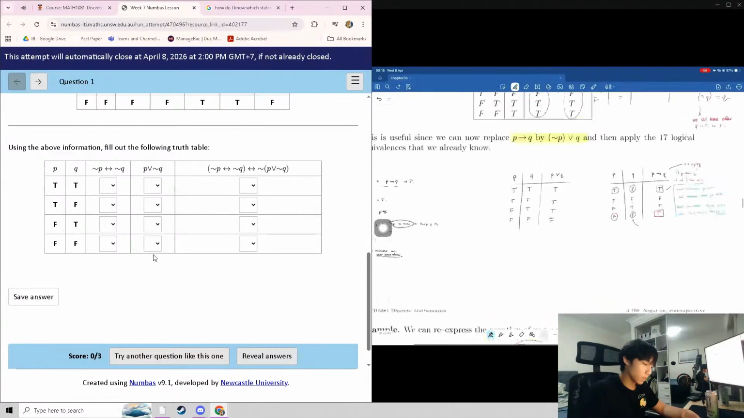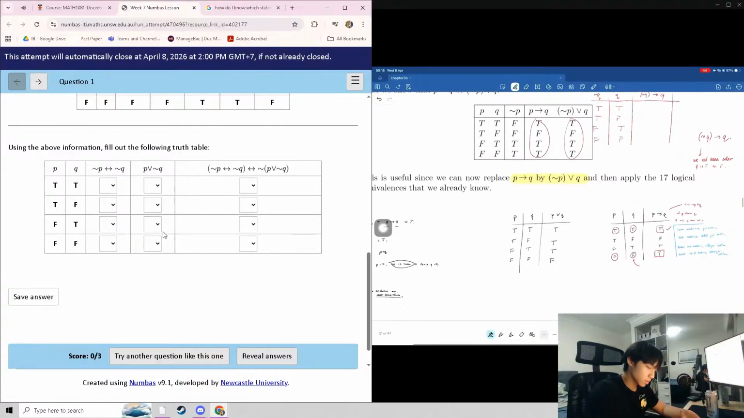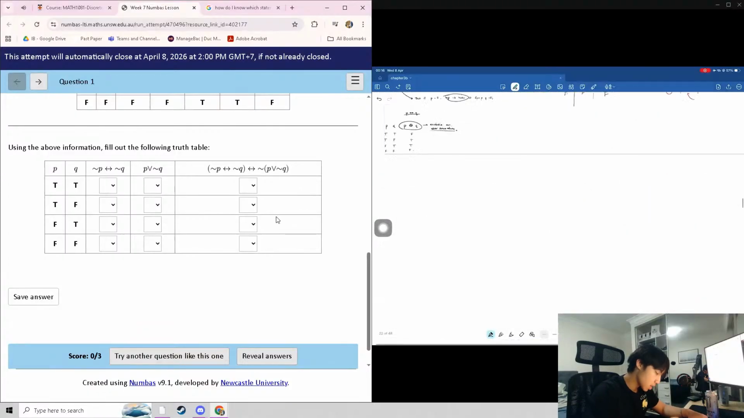Okay, we're going to fill out the truth table. This is going to be fun.